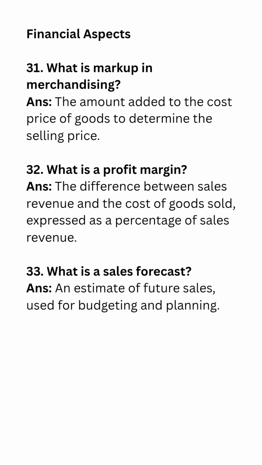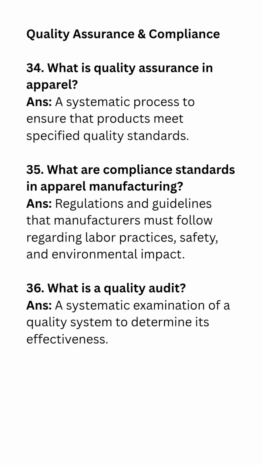33. What is a sales forecast? Ans. An estimate of future sales, used for budgeting and planning. Quality assurance and compliance. 34. What is quality assurance in apparel? Ans. A systematic process to ensure that products meet specified quality standards.